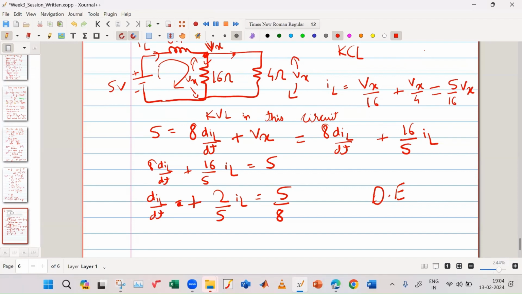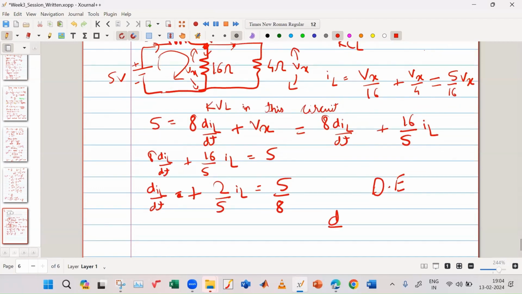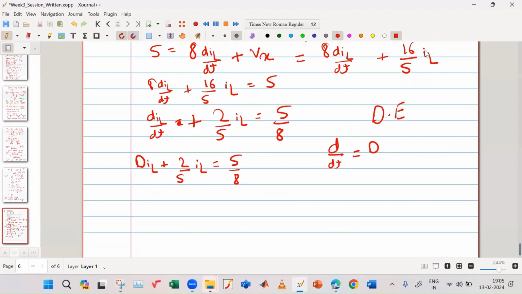Sorry for the noise, there's some noise here. Just bear with me. So I replace d by dt by capital D. So it becomes D IL plus 2 by 5 IL is equal to 5 by 8. I write this as D plus 2 by 5 times IL is equal to 5 by 8.